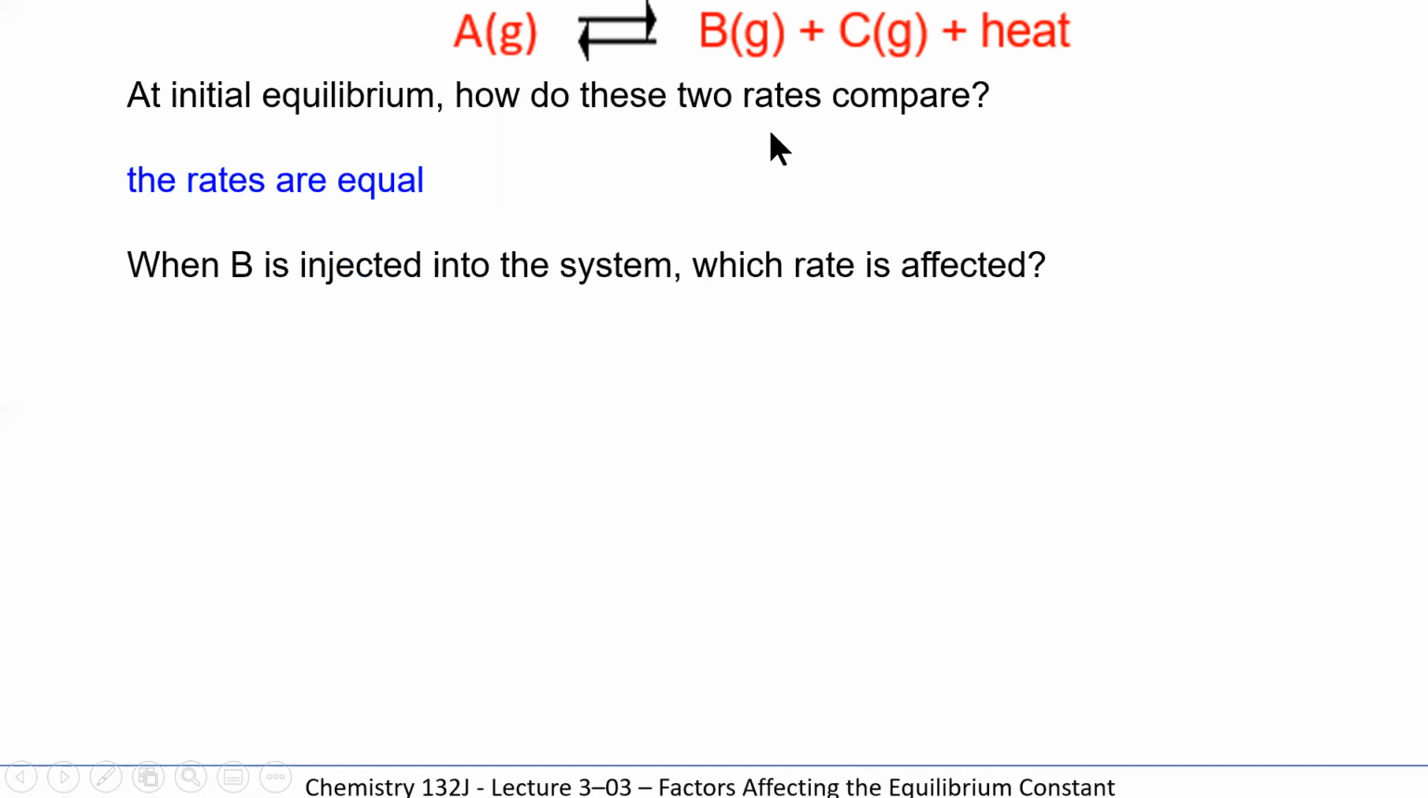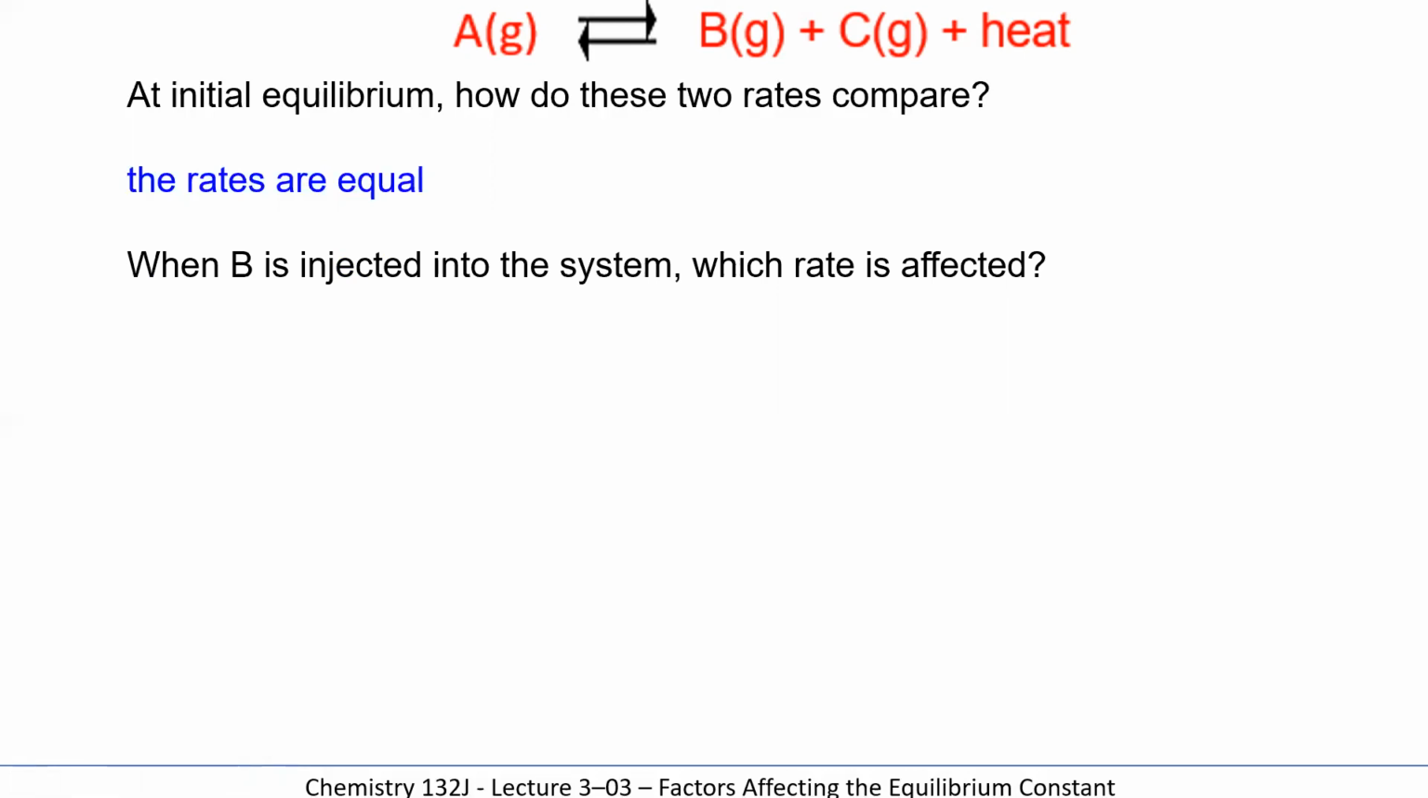However, when I inject B into the system, what happens is now with more B particles in the system, the probability of collisions between B and C has increased. The probability that A is going to change into B and C has not changed. But the reverse reaction, because of the presence of more B, is going to increase. It will be at a maximum rate at that instant that B is injected into the system.